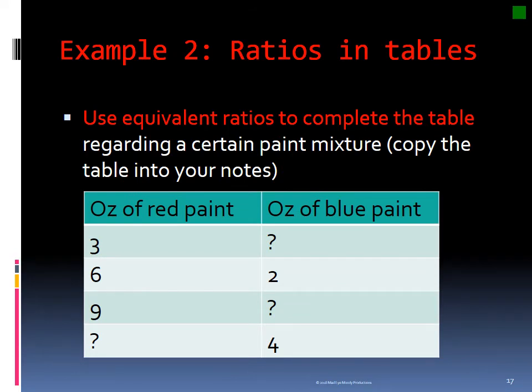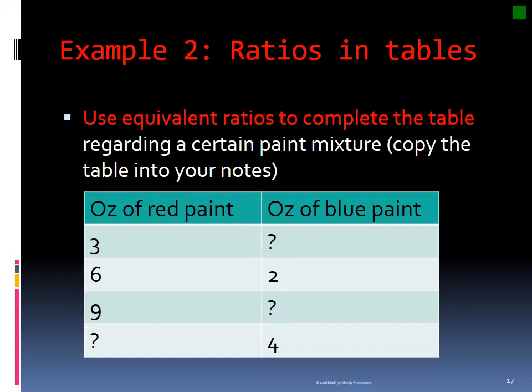Let's do another example. Use equivalent ratios to complete this table, and here we've got a certain paint mixture. You want to make sure you copy this table into your notes, especially paying attention to the question marks. We have a new question mark here. There are 3 instead of 2.